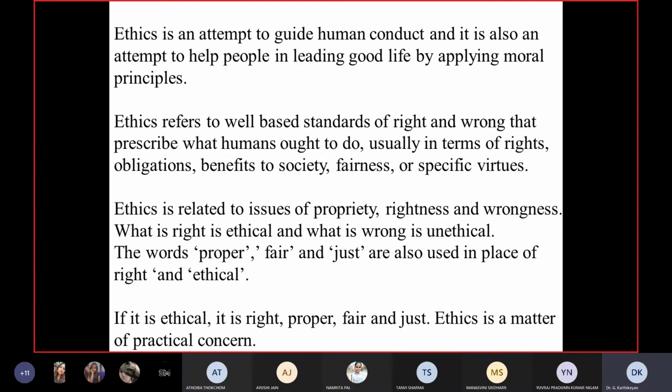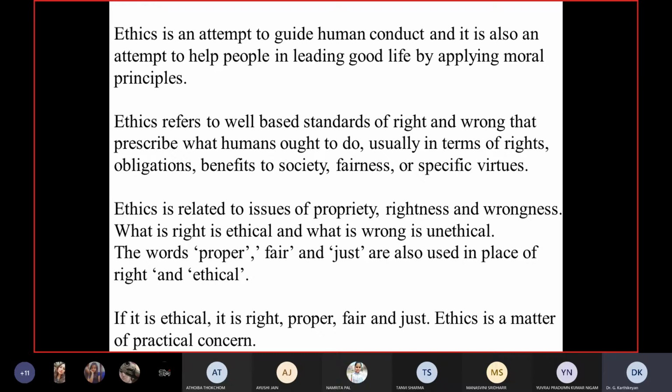Okay. So ethics is related to the issue of propriety, rightness and wrongness. What is right is ethical, and what is wrong is unethical. In the simplest terms, what is right is ethical, what is wrong is unethical. The words proper, fair, and just are also used in place of right. So if it is ethical, it is right. It should be proper, it should be fair and just.